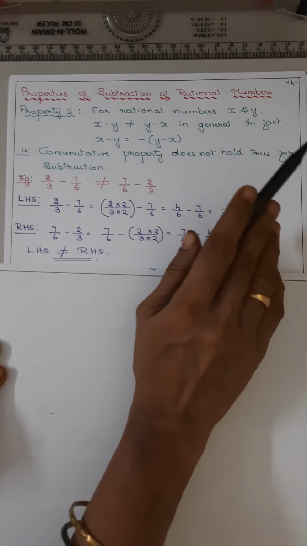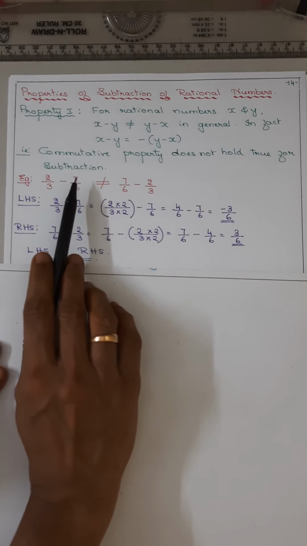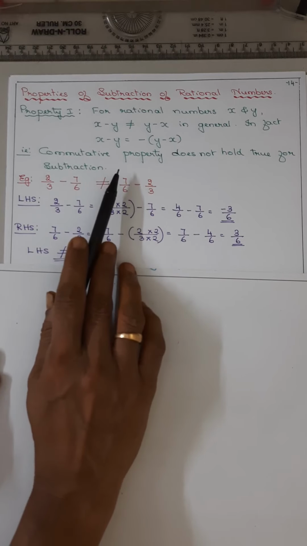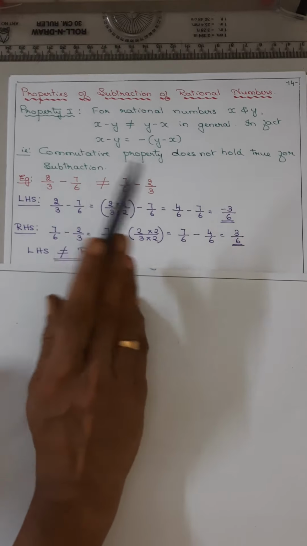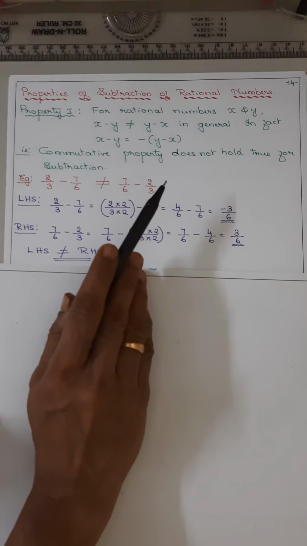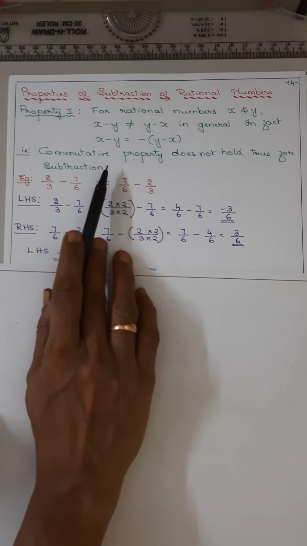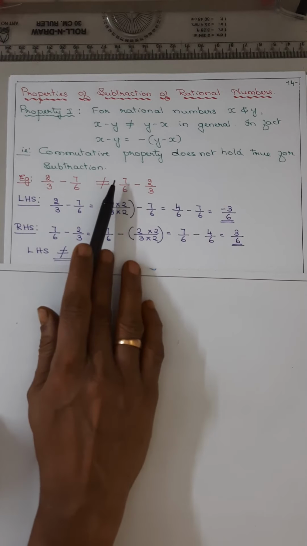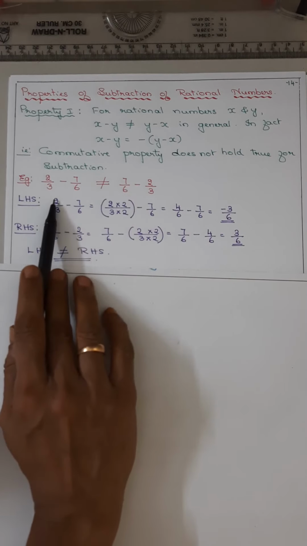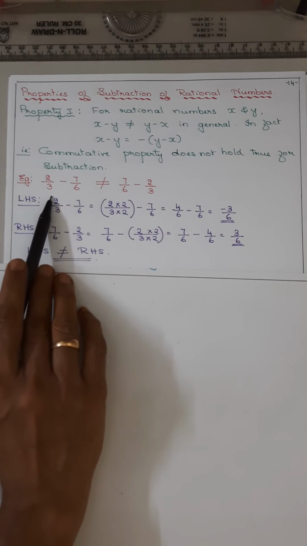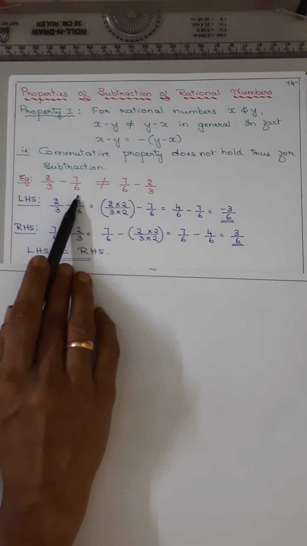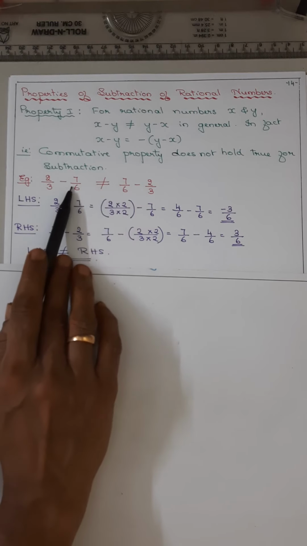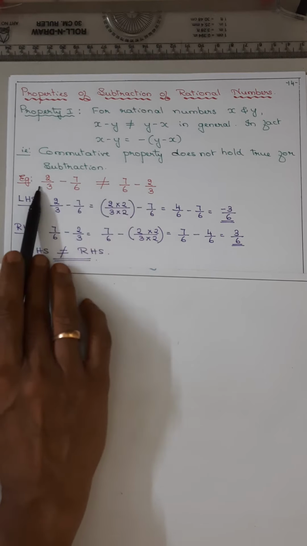Okay, the sign will change. Now, this is called the commutative property, isn't it? If the order of two rational numbers is changed, the commutative property does not hold true for subtraction. So if we take an example, 2/3 minus 7/6, when you see, it won't be equal to 7/6 minus 2/3.